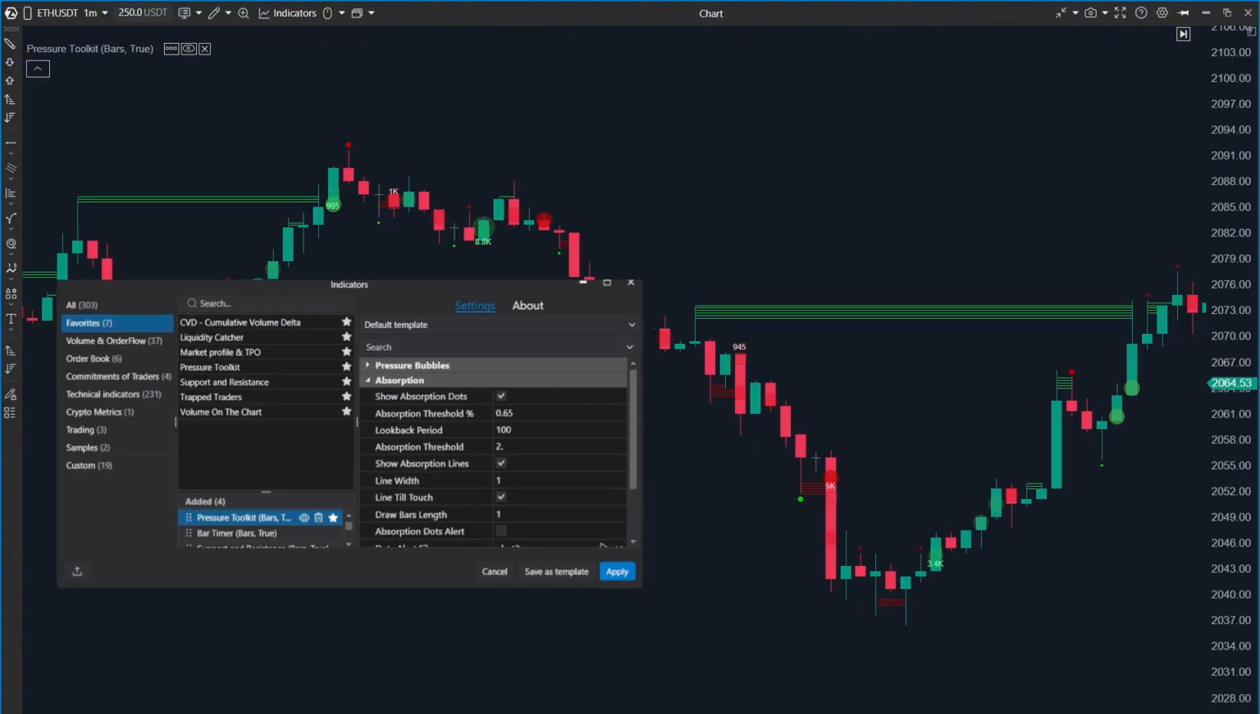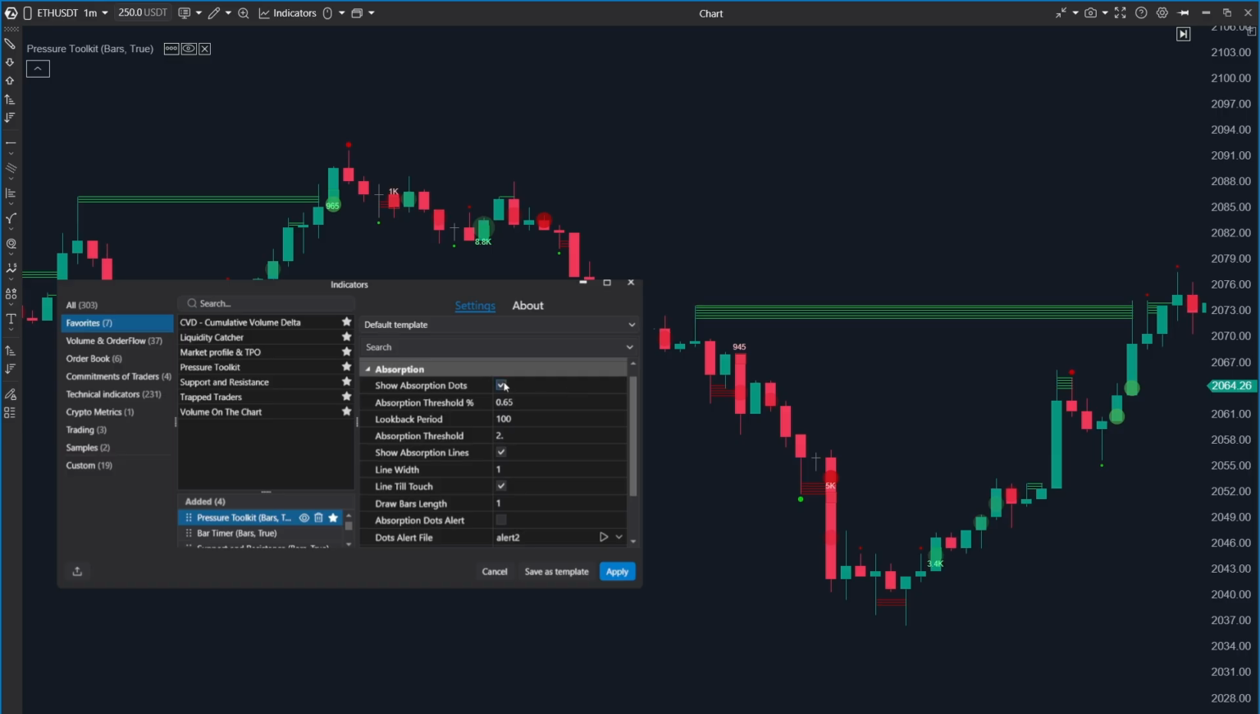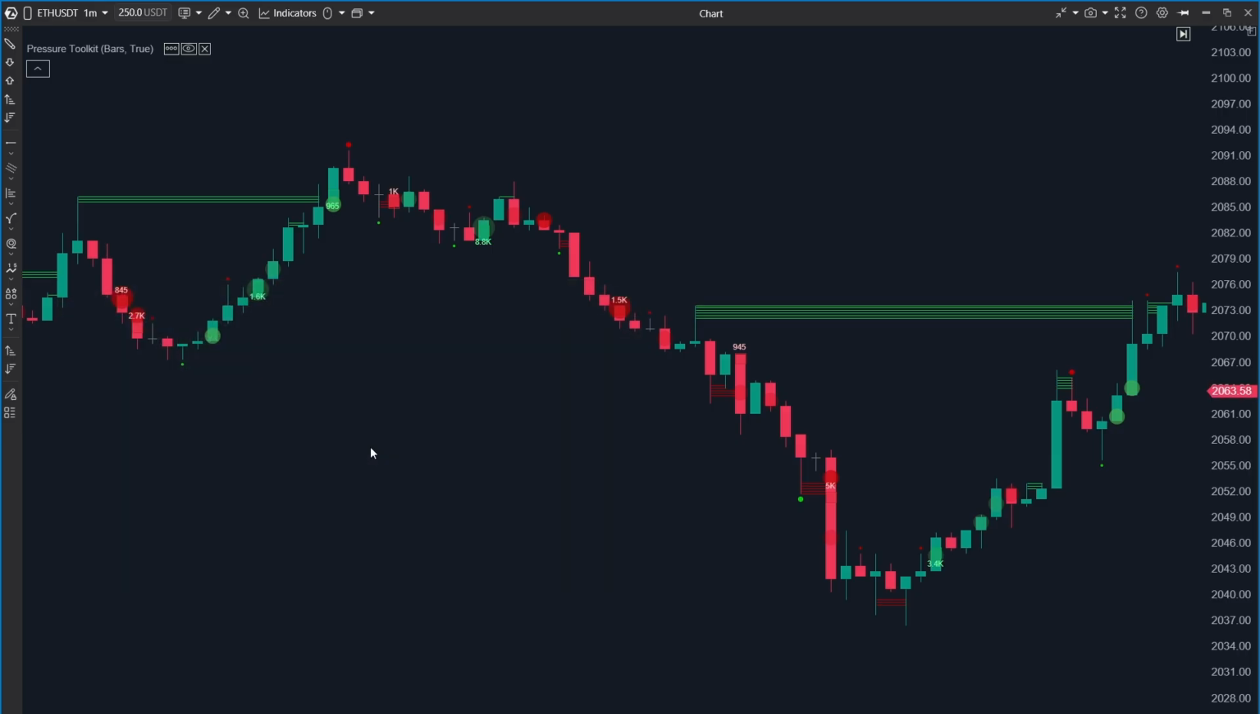So to see this, it's all in our absorption section here. And I've toggled these signals on. So we have our absorption dots and our absorption lines. In total, there are 3 different signal calculations used for detecting absorption. So these signals represent passive orders. So let's go through them.